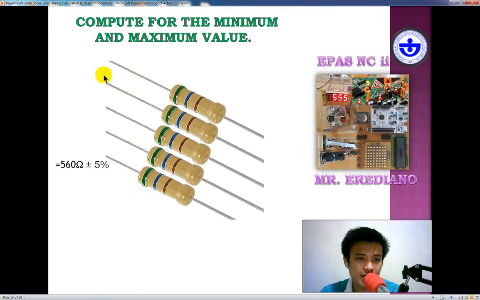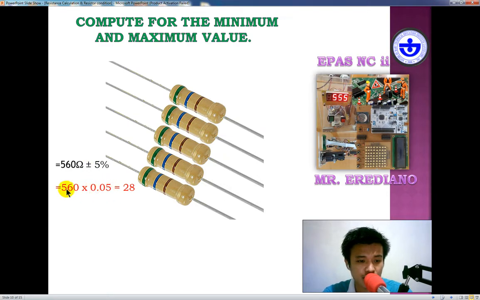Okay, next. After getting the color code value, you are now to compute for the minimum and maximum. So how to do it? First thing is this value 560, you are going to get 5% of this. So what would be the equation? That's 560 times 0.05, because you have to change the percentage form into decimal form. To make it, you have to move the decimal place. Of course, obviously, the decimal place is after the number 5, so move it two decimal places to your left, so it will become 0.05.